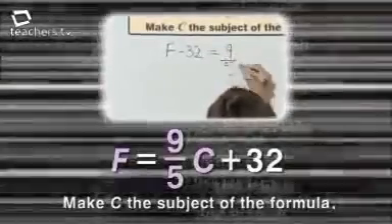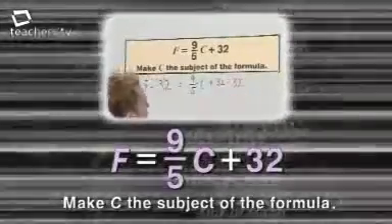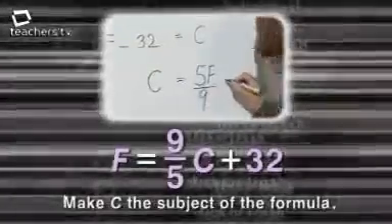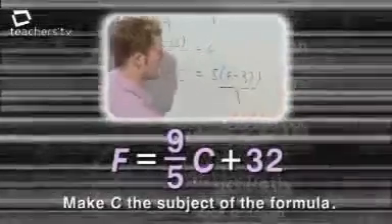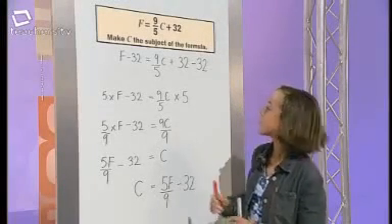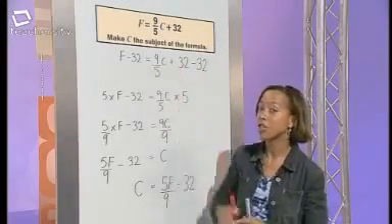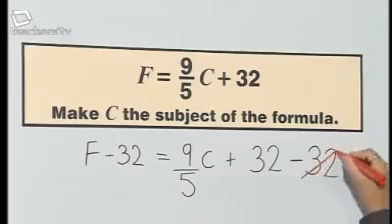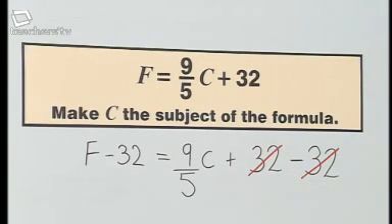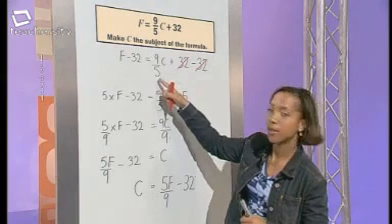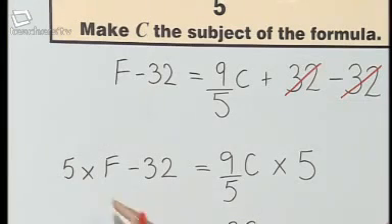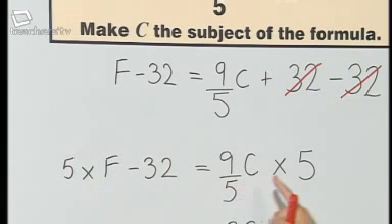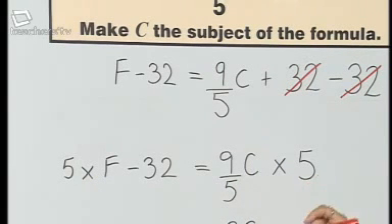F equals 9/5 C plus 32. Make C the subject of the formula. I started by subtracting 32 from each side of the formula. So I'm left with just 9/5 C on the right-hand side. To deal with the 5, I did the inverse of dividing by 5, which is multiplying by 5, remembering to do the same to both sides.